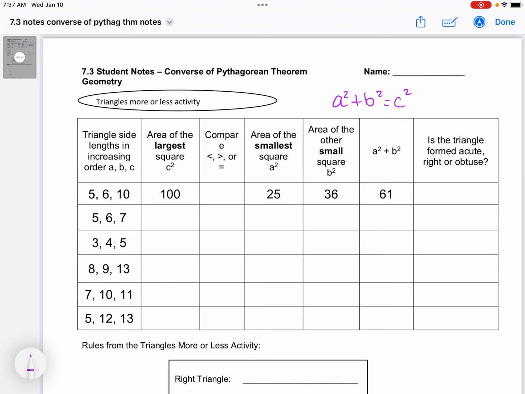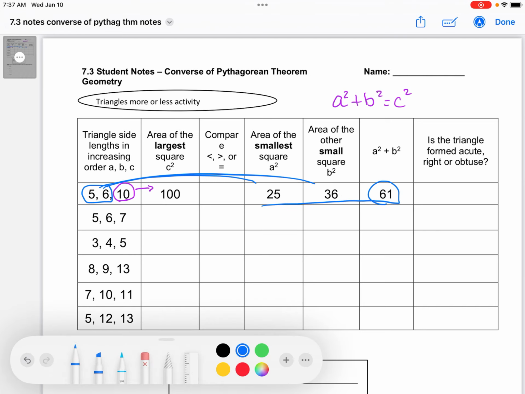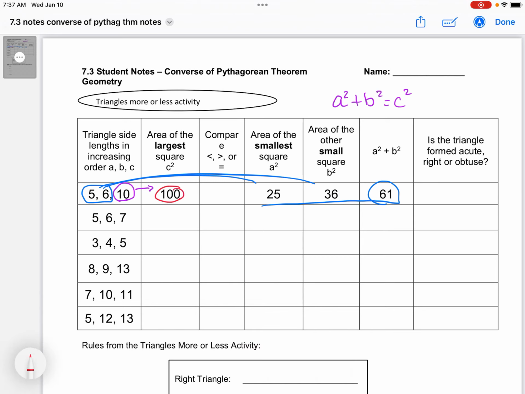So, here's what we do. We take the largest side and we square it. And then we take the other two and we square them. We add these together and we compare. 100 is greater than 61. So it's not a right triangle, because they're not equal. Only when those are equal is it a right triangle.